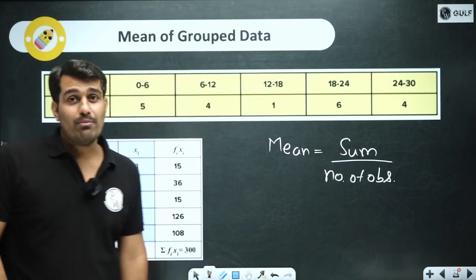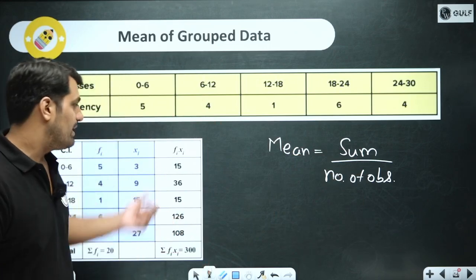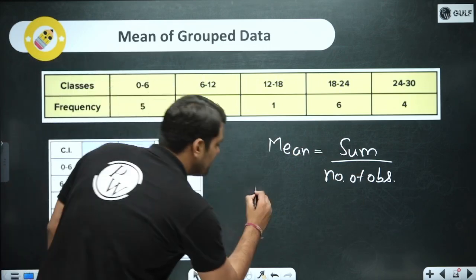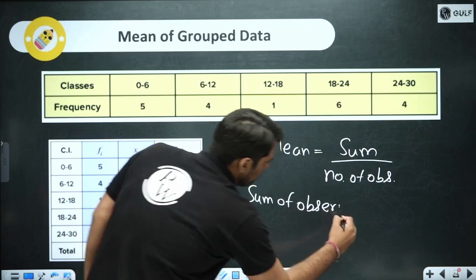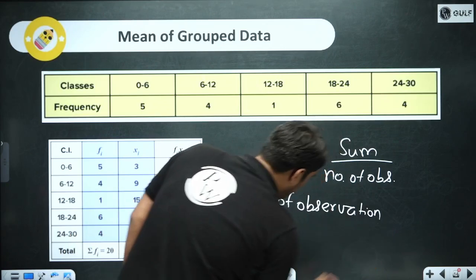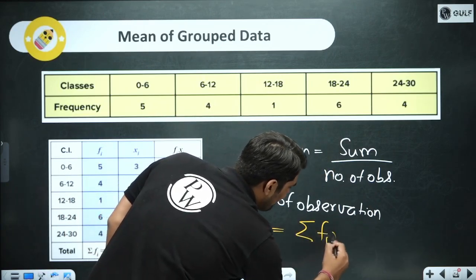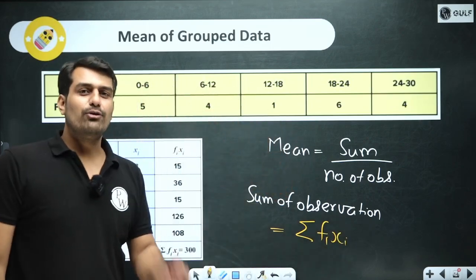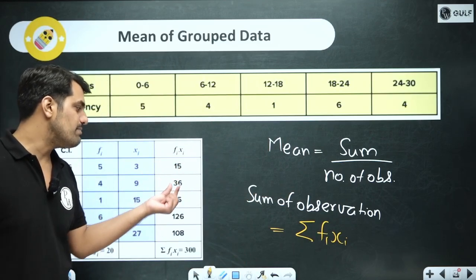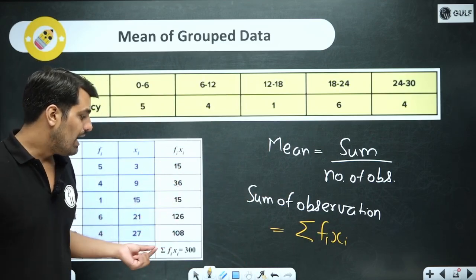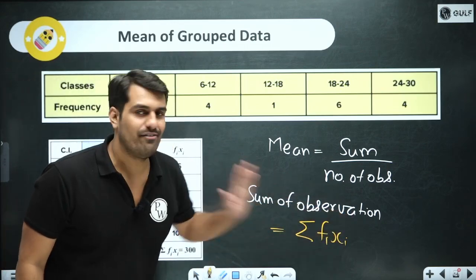I hope you remember the formula I have written previously. Sum of the observations divided by the number of observations. In this case, what is happening? I have done the sum, and the sum is represented by what? Sum of observations is represented over here by sigma fi xi. What is sigma? Sigma is a Greek symbol to represent the addition of all the values. So addition of all the values of these, 15 plus 36 plus 15 and so on, is coming out to be 300. So the sum of all the observations is sigma fi xi.